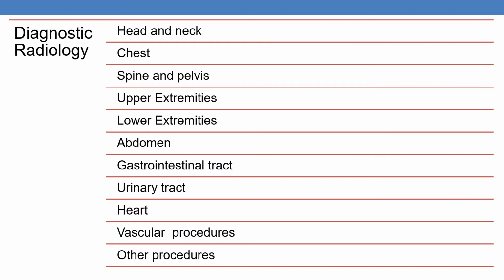Now coming to diagnostic radiology and the topics that we are going to discuss in this particular session. The various topics of diagnostic radiology are head and neck, chest, spine and pelvis, upper extremities, lower extremities, abdomen, gastrointestinal tract, urinary tract, heart, vascular procedures and other procedures. In this session, we will be discussing from head and neck to urinary tract.